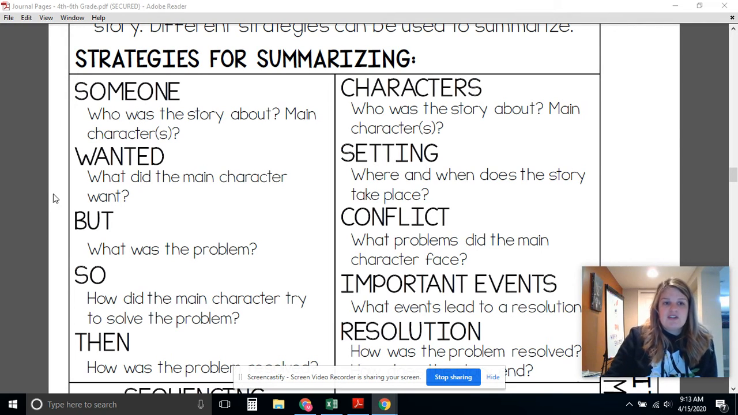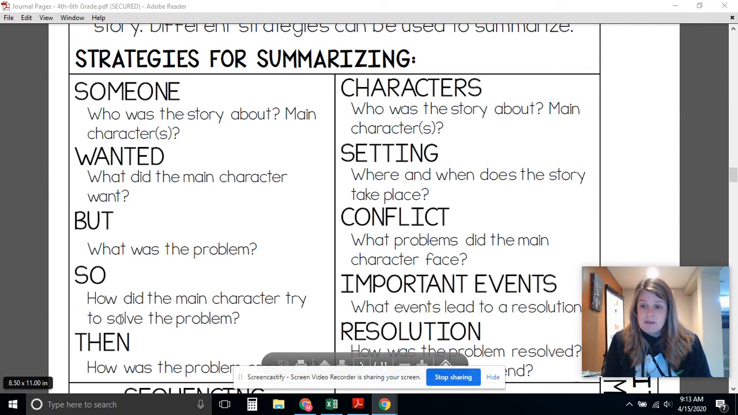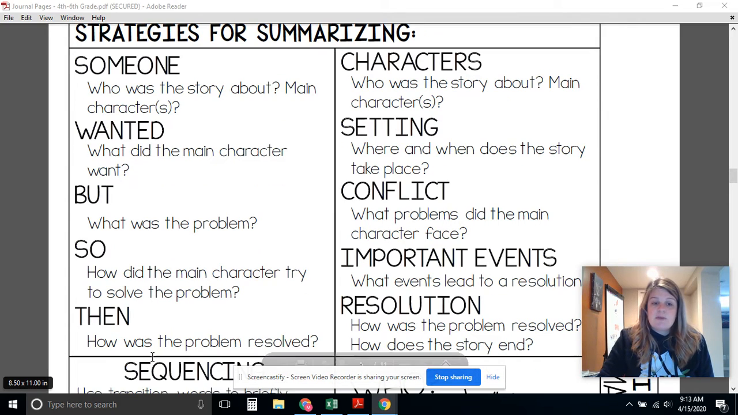So, what did the main character want? That's something that you need to think about and say, okay, well, what is this person's drive? What are they trying to do? But what was the problem? What stood in their way? So, how did the main character try and solve this problem? And then was this problem resolved? Now, not every single time is this going to happen. Like I'm asking you to summarize every week. This is a perfect thing to do for retelling the whole novel. However, when I'm asking you to do everything every week, sometimes I might only get up to wanted.